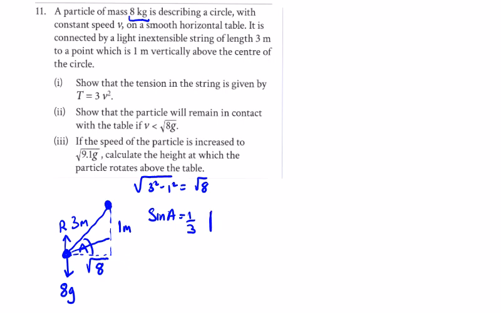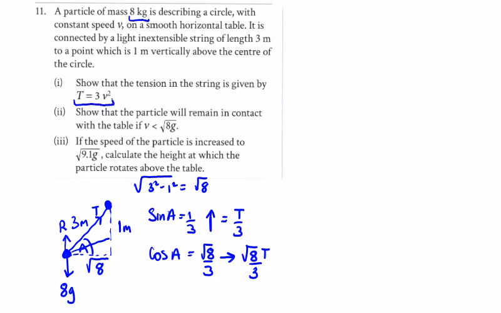So my force in this direction, in terms of T, is equal to T over 3. Put T on, cos a is equal to adjacent over hypotenuse, root 8 over 3. So my force in this direction is root 8 times T over 3. And we're asked to show that the tension is given by T equals 3v squared.